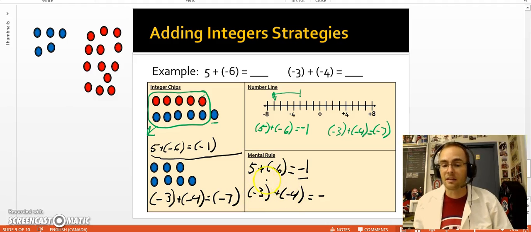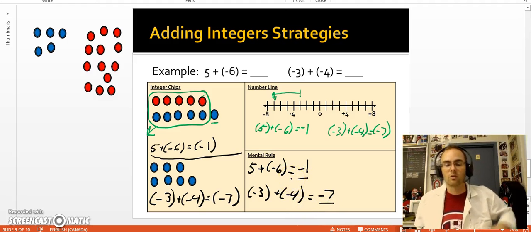Here we don't subtract. We don't take anything away. We don't cancel anything out. There's no zero pairs. It's the same sign. So when you have the same sign, you simply add them. So 4 plus 3 is 7. So our answer is -7. And those are the three general ways of adding integers.